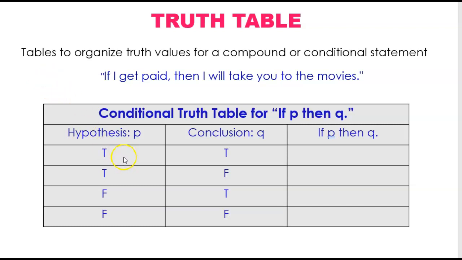So what this truth table does is say, let's look at this first one. The hypothesis is true, which means I did get paid. Okay, so I got paid. The conclusion happened as well. I took you to the movies. So did the conditional statement of, if I get paid, then I take you to the movies, did it hold true?